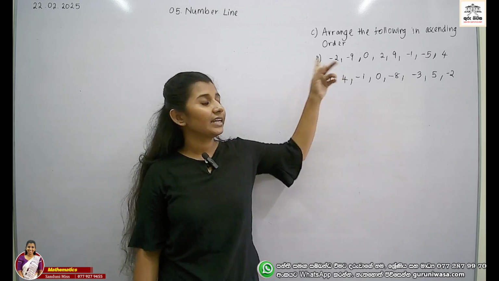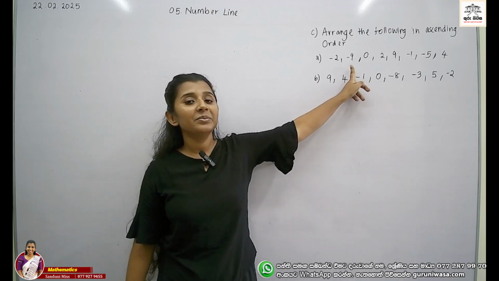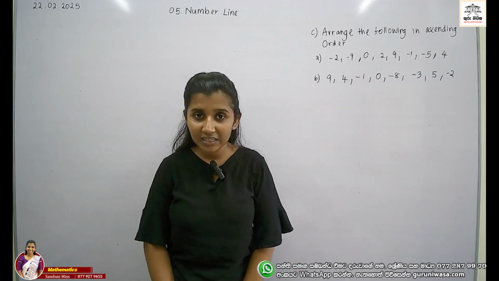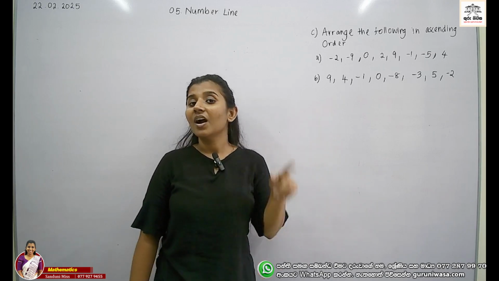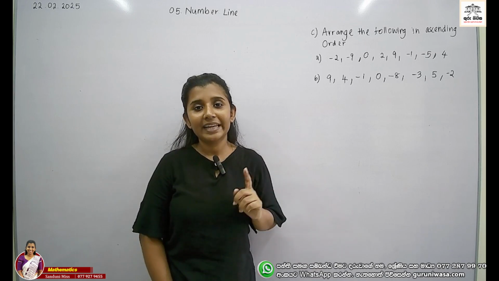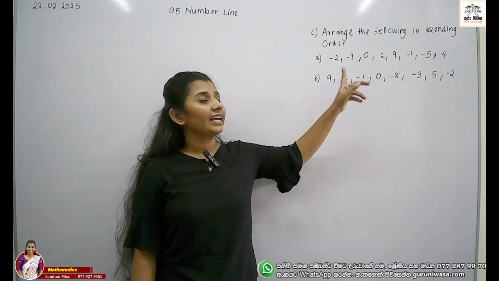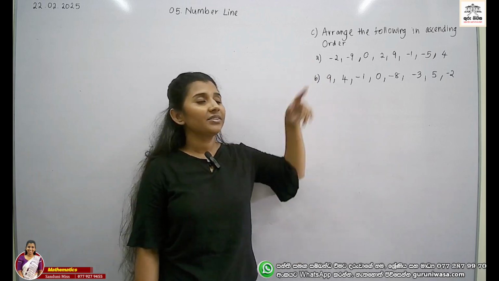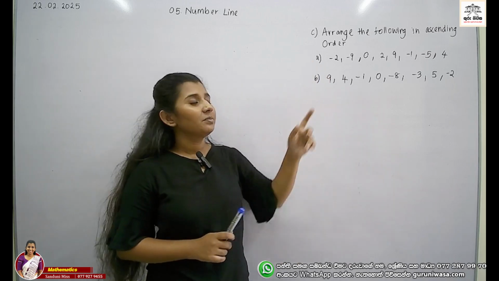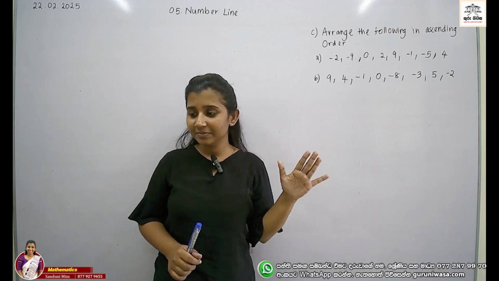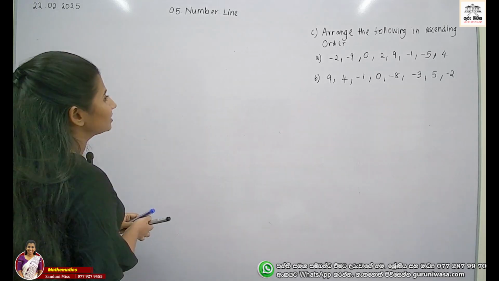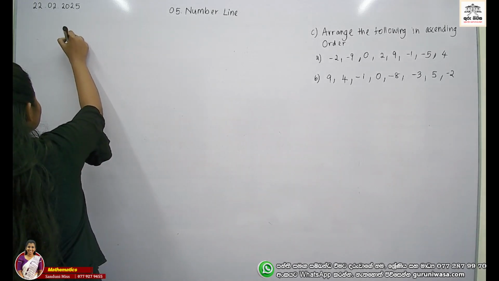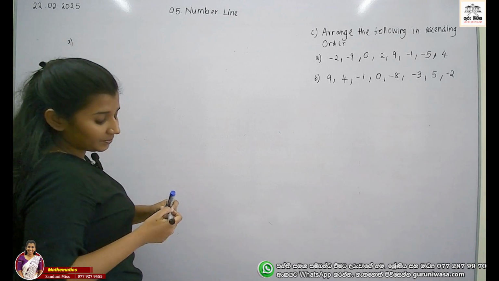There are two ways. The first method is you can draw a number line and mark all these points on the number line, and then you can write it in ascending order. Or else you can directly find and write it. So the first one with a number line, the next one we will find directly. Okay. So for part A, we'll draw a number line.